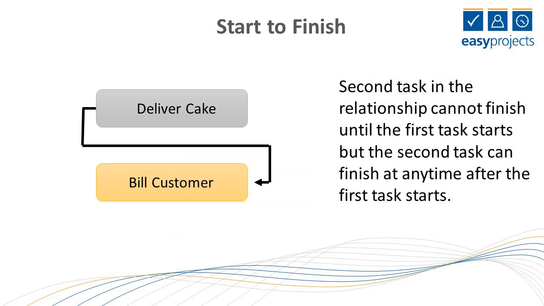The third is called start to finish. So this one is a little tricky, in the sense that the second task in the relationship cannot finish until the first task starts, but the second task can finish any time. So we can look at the example of billing the customer. The cake can be delivered and then the customer can be billed. Or the customer can be billed for the cake even before the delivery of the cake.